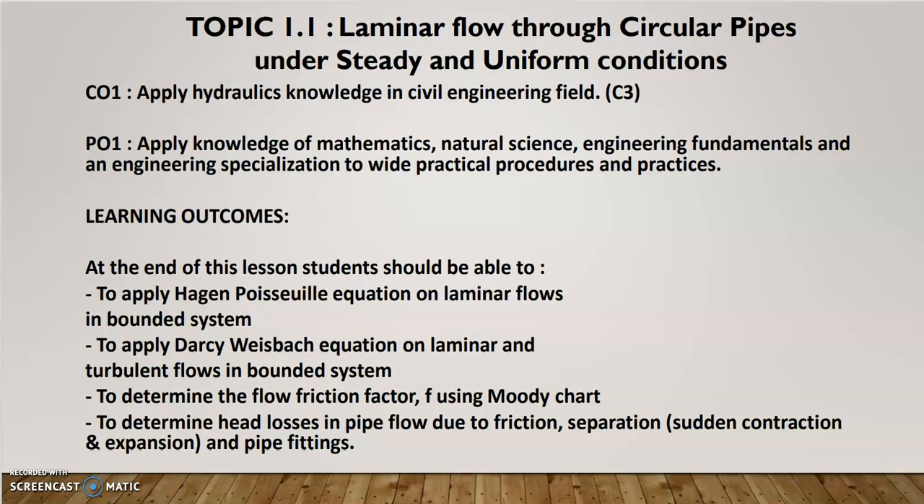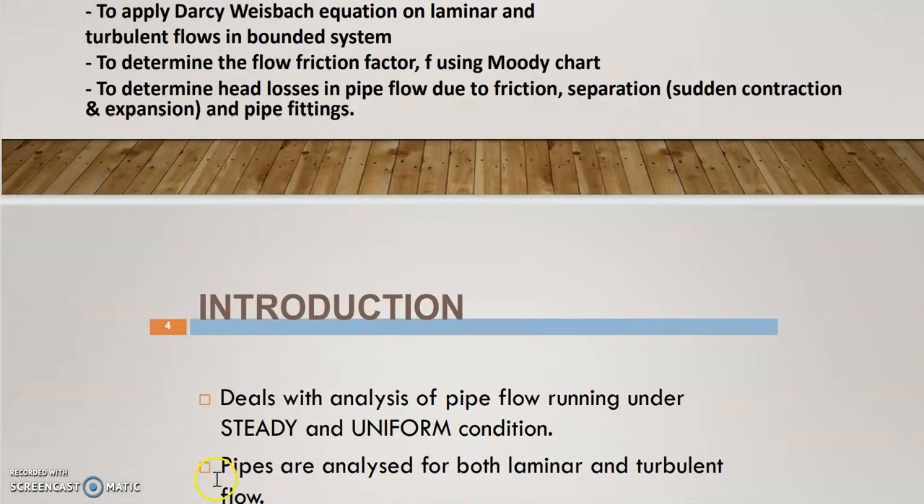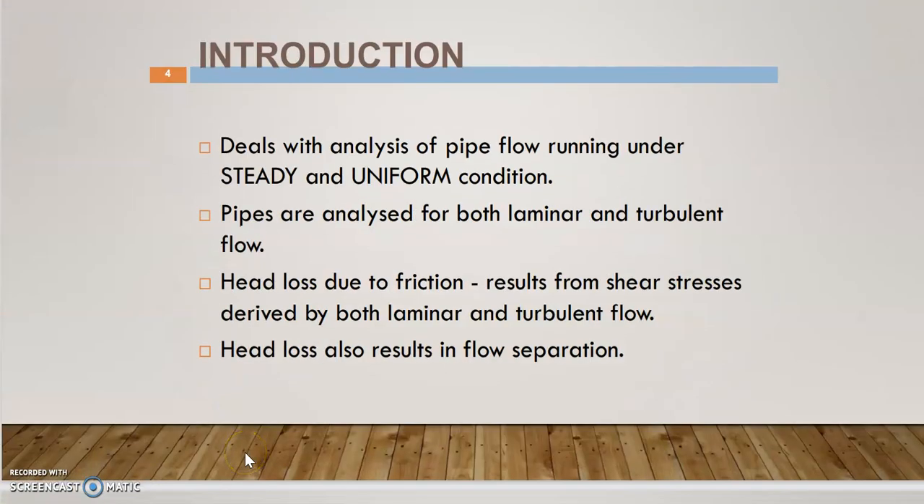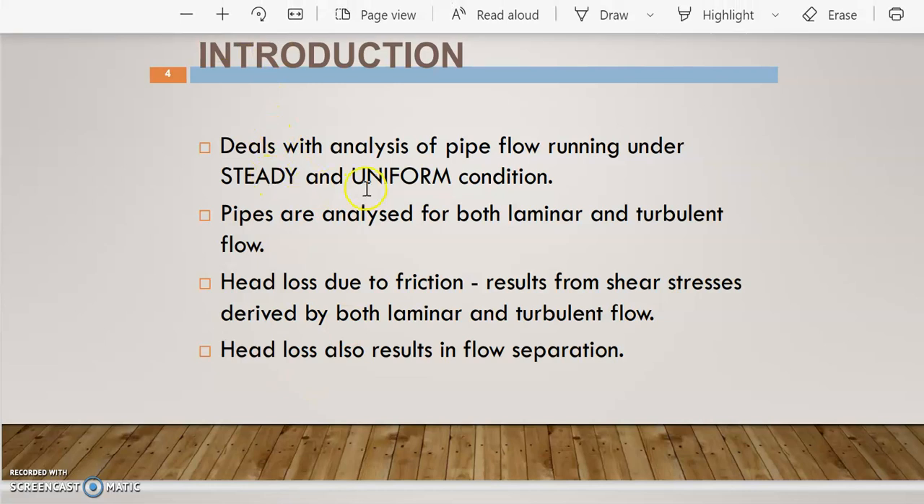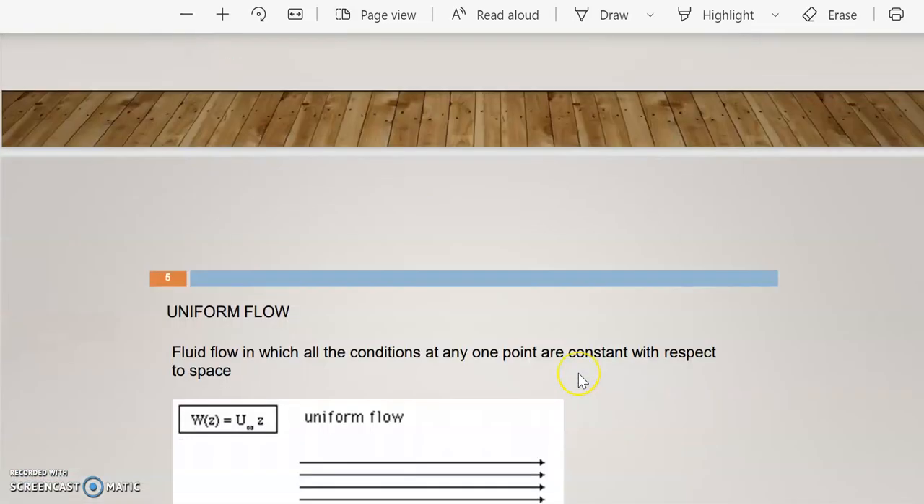So let's look at the first content. This is the introduction of this subchapter. It deals with the analysis of pipe flow running under steady and uniform condition. The pipes are analyzed for both laminar and turbulent flow. The head loss due to friction will result from the shear stress derived by both laminar and turbulent flow. The head loss also results in flow separation.